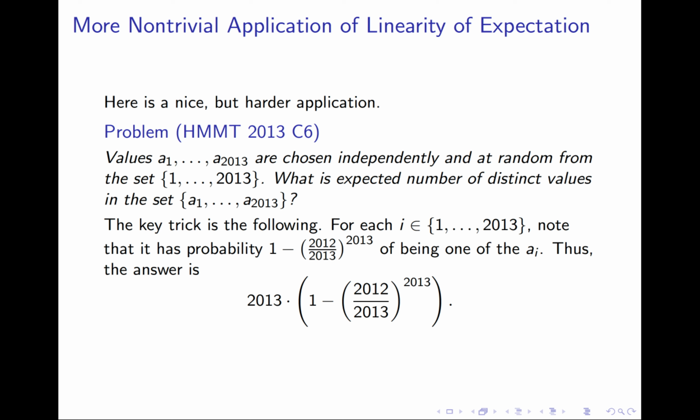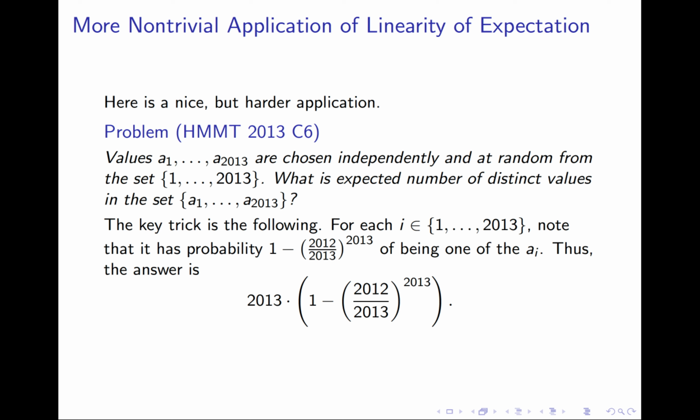Let's move on to a slightly harder example. So values A1 to A2013 are chosen independently and at random from the set 1 to 2013. What is the expected number of distinct values in the set A1 to A2013? So to solve this problem, we'll consider every number from 1 to 2013 individually. So the number 1, we want to find the probability that it shows up in the set A1 to A2013.